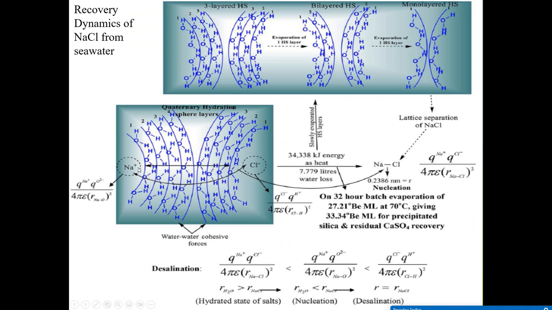Now this is a fundamental mechanism. See, they are far away, the distance is far away. So the distance R, and R squared, is very, very high. So Na and Cl are not able to communicate mutually, so they remain suspended. But when you evaporate this water with time, they come together.